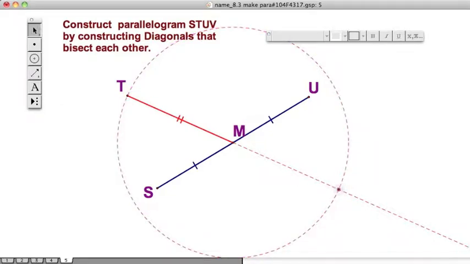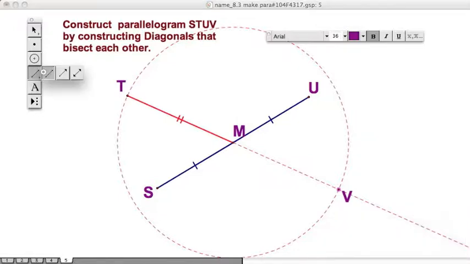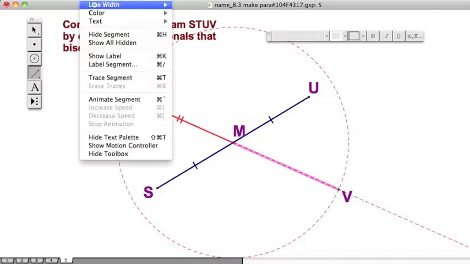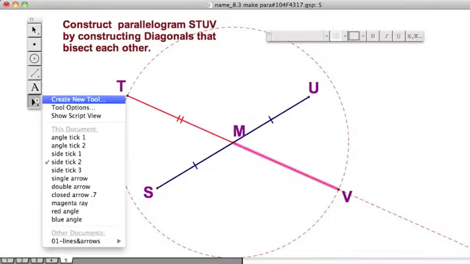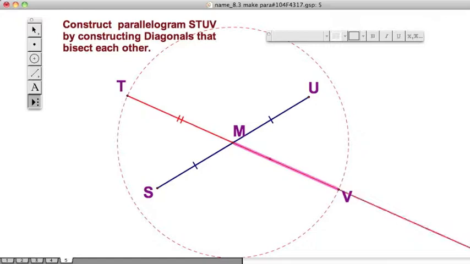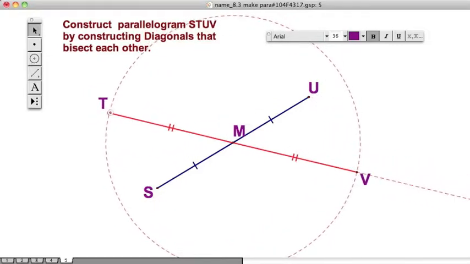So this must be, yes, you guessed it, must be V. Not Z, I said V. All I've got to do now is draw my remaining segment. And let's make that, oops, that's already red. How about making it thick? And we'll put our little tick mark on there. And now you can already see this parallelogram jumps right out at you.